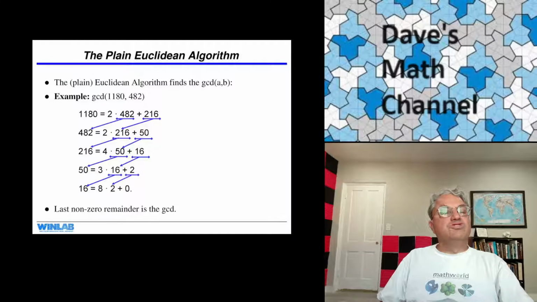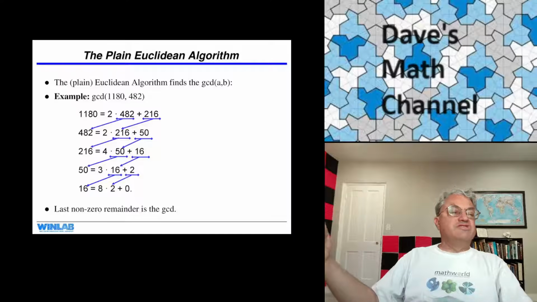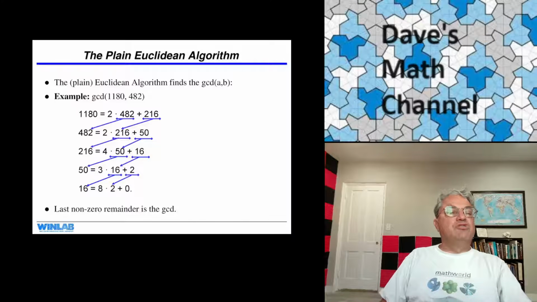So 482 turns out to be 2 times 216. Or no, just that's the last second number. So you make the second number at each step your new first number, and you make the remainder in your last step the new second number. And you don't care about the quotients. That's true. So now you do the same thing with 482 and 216.